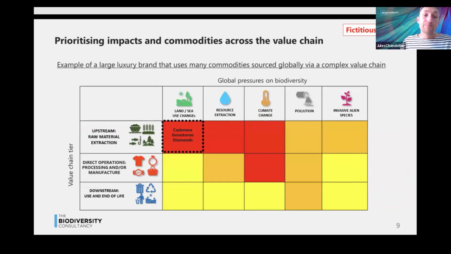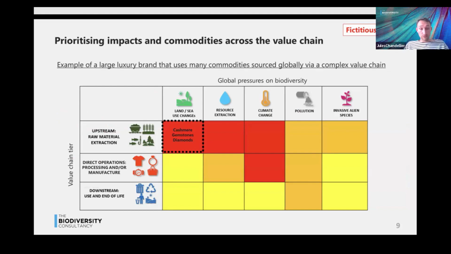Then you can also use a table like this, which is understanding how your value chain puts pressure on biodiversity using those 5 pressures of the IPBES, which Marie-Anne presented before. And this will help you to actually prioritize between different types of raw material that you use.